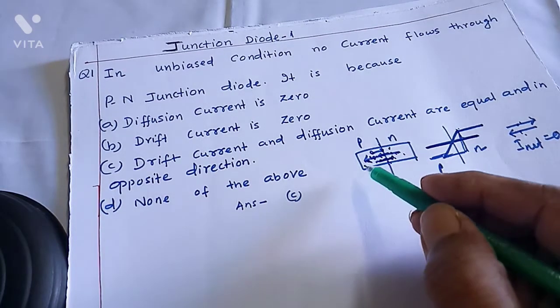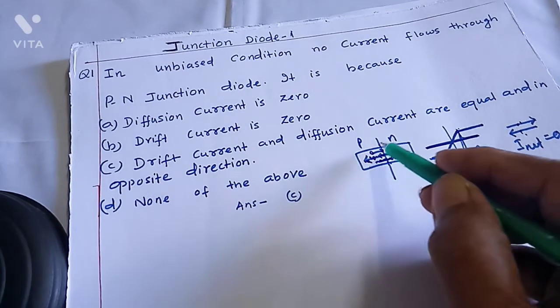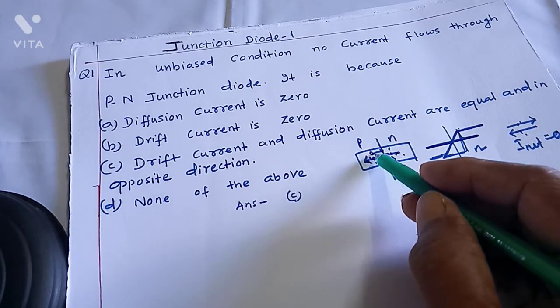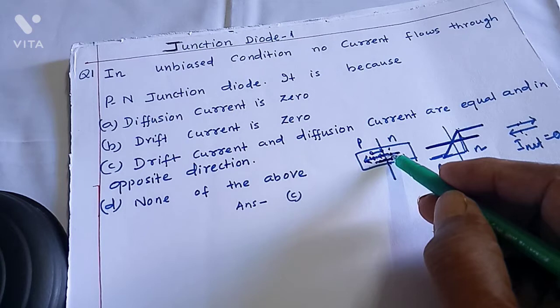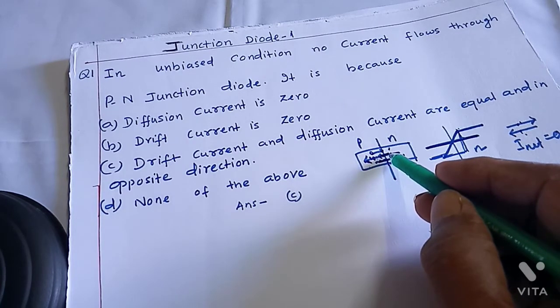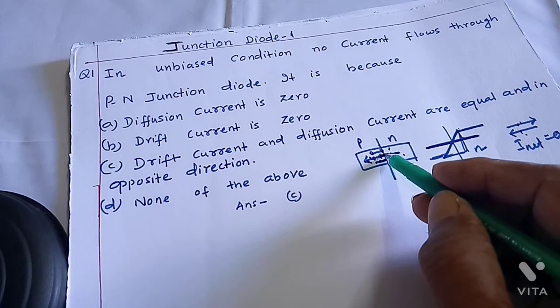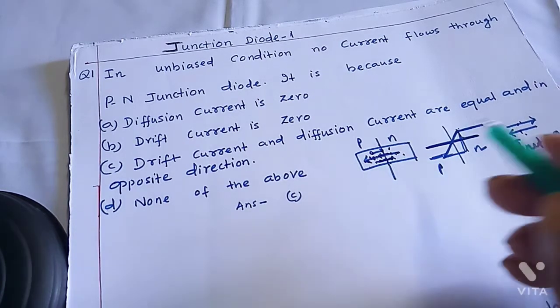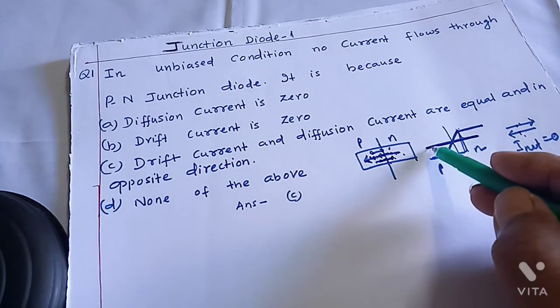Let us analyze. Now here is a PN junction and this is the interface. P has a high concentration of holes and N has a high concentration of electrons. Because of the difference in concentration, holes from the P region diffuse to the N region and electrons from the N region diffuse towards the P region, and at the junction the combination takes place, resulting in a current, that is diffusion current, being produced.